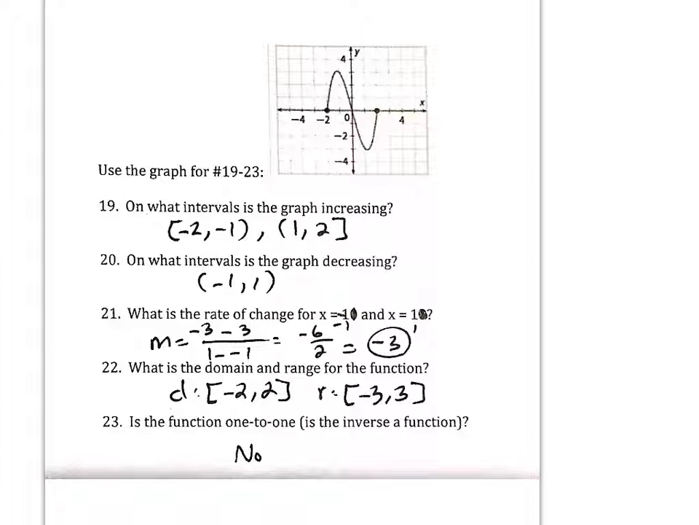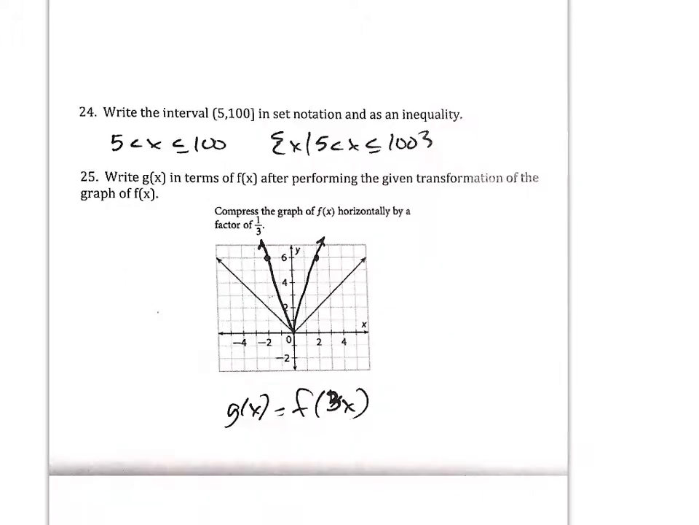And 23 asks you, is it 1 to 1? Remember, if it's 1 to 1, it passes the horizontal line test. It fails it there. It fails it there. It pretty much fails it everywhere. So it is not 1 to 1, which means the inverse is not a function.